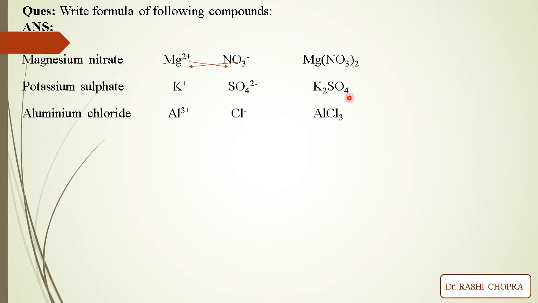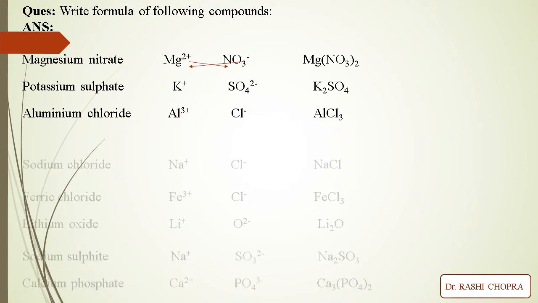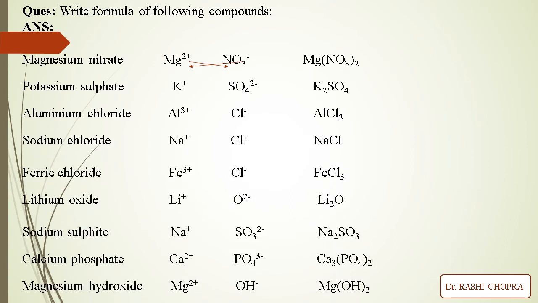If I want to write the formula of aluminium chloride, let's say. So aluminium, the charge was 3 plus. Chloride has a charge of -1. Just exchange the numeric value of the charges. 1 will go here, 3 will go under chlorine. So the formula would be AlCl3. So these are all the formulas you need to practice, and the answers are given to you for your convenience. Okay, so this is how you can write the formula of a compound.